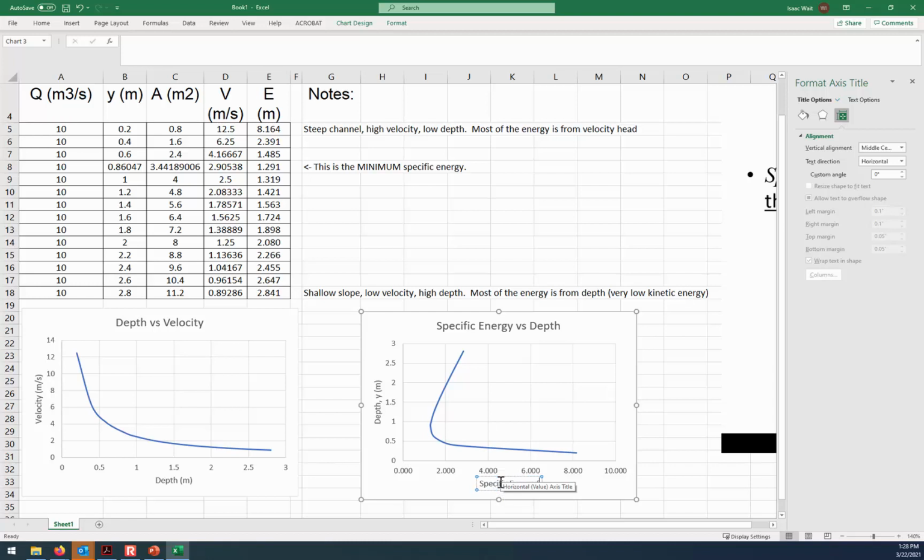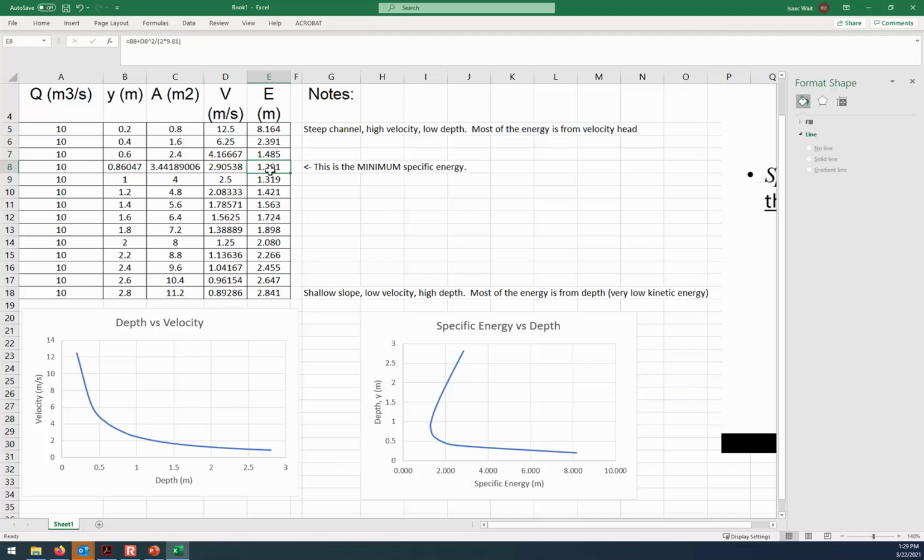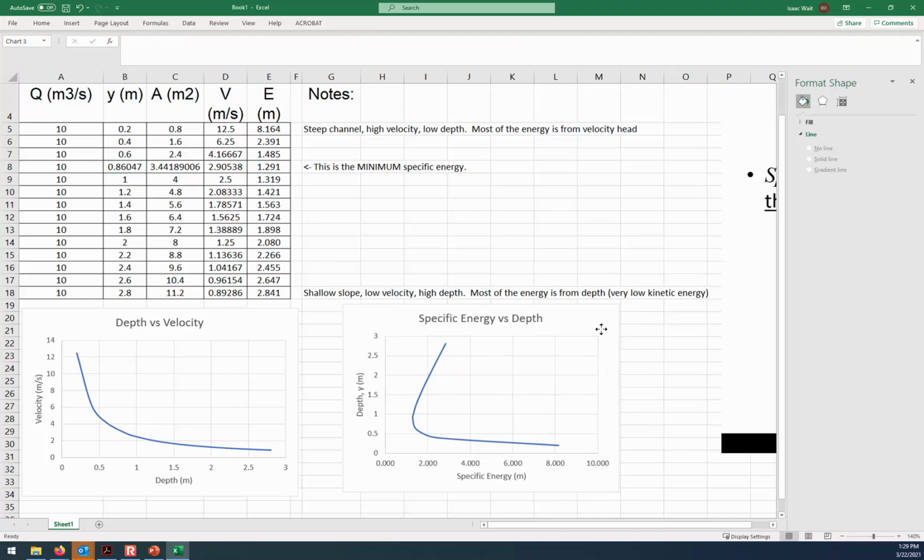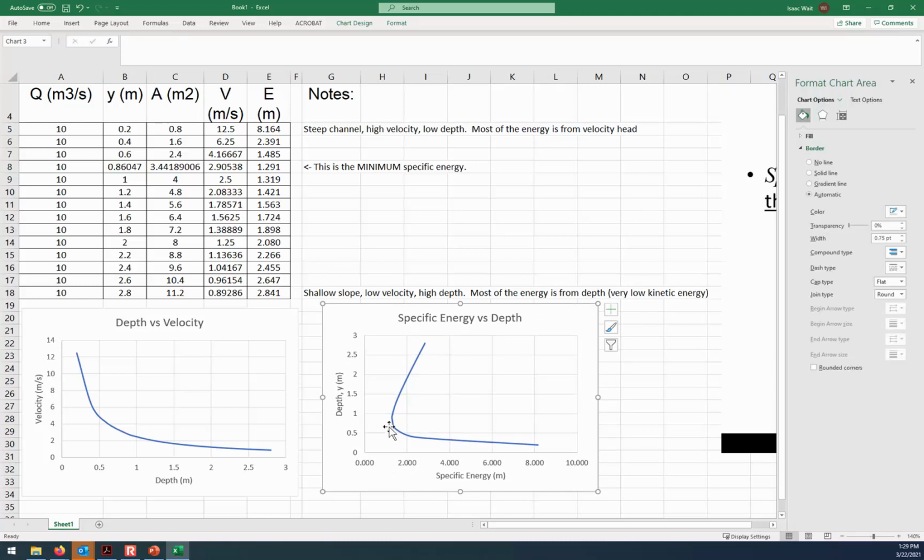Well, it also has units of meters. All right. Now remember, we said that this is the minimum specific energy and it had a depth of 0.86. You'll notice that is the lowest specific energy. That is a critical point.